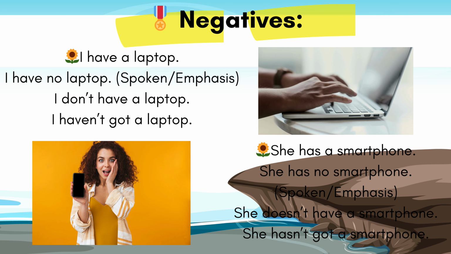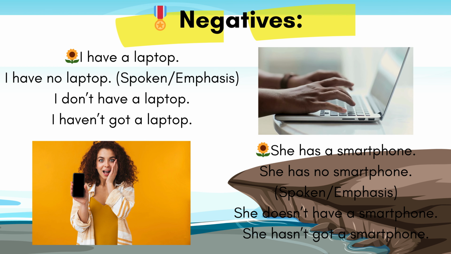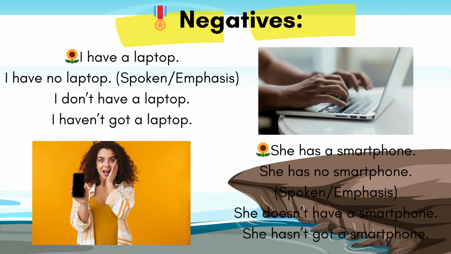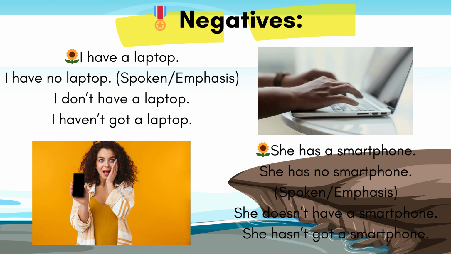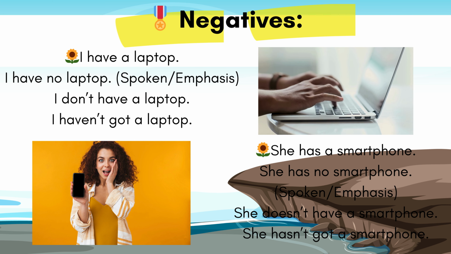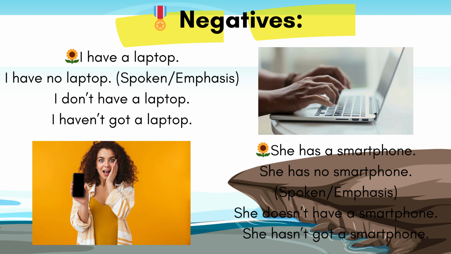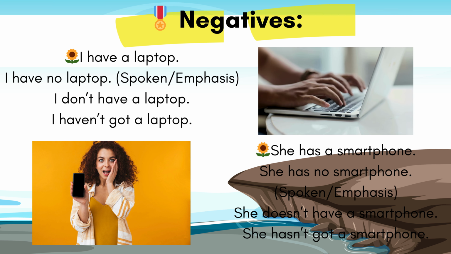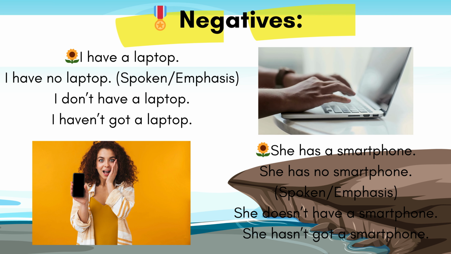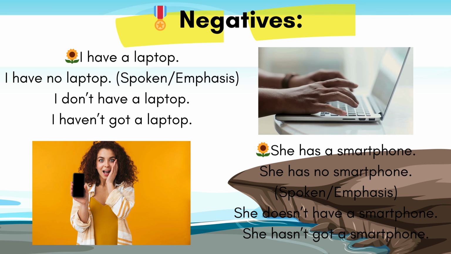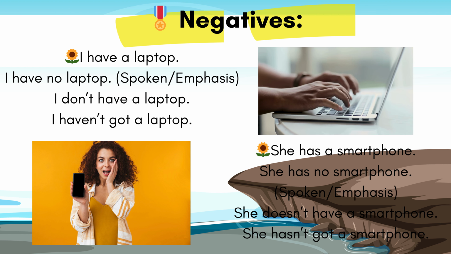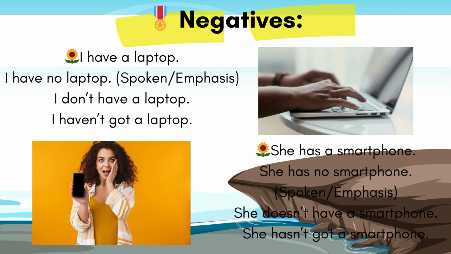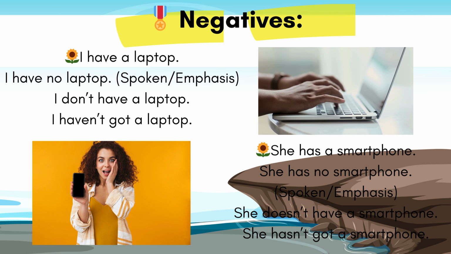Okay, the next one is: she has a smartphone. She has no smartphone. These are two different sentences, one positive and the next negative. We say it in a spoken way when casually talking to friends or relatives: she has no smartphone. But if we say it in a formal way, we say she doesn't have a smartphone, or she hasn't got a smartphone. That is the right way.